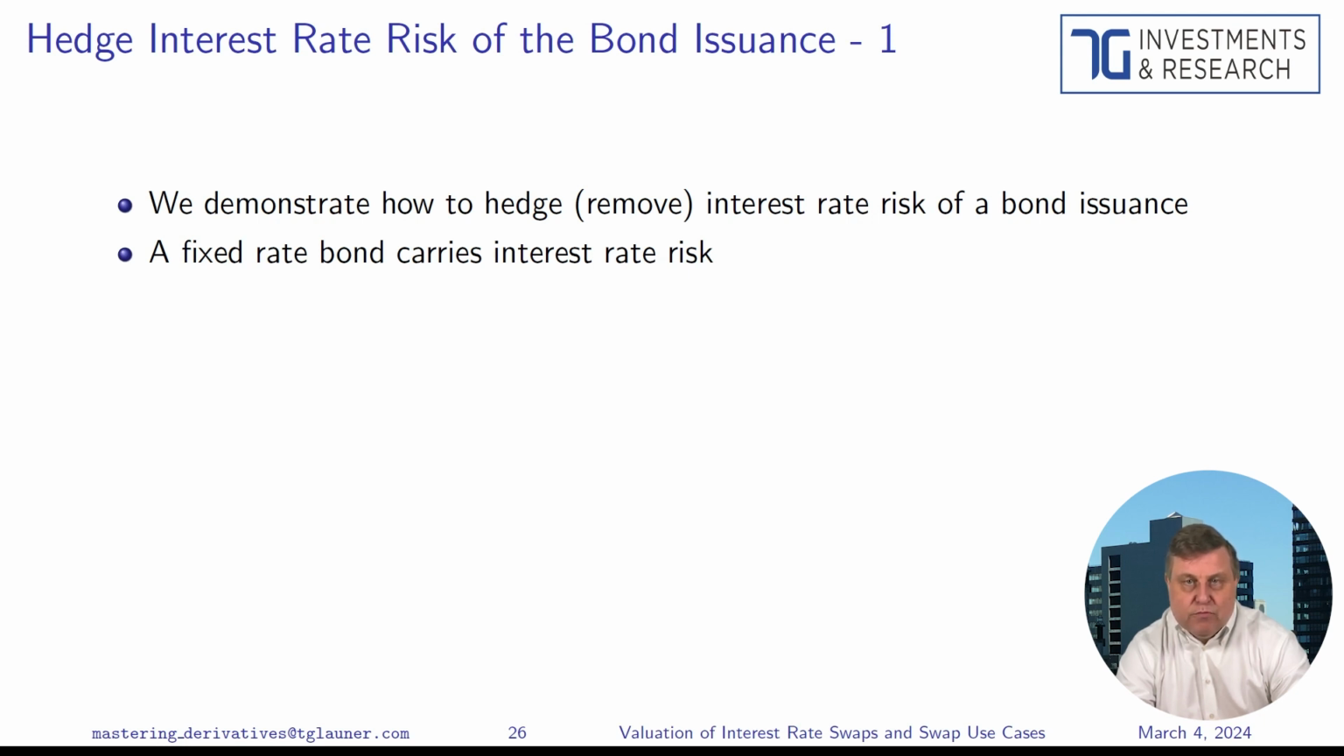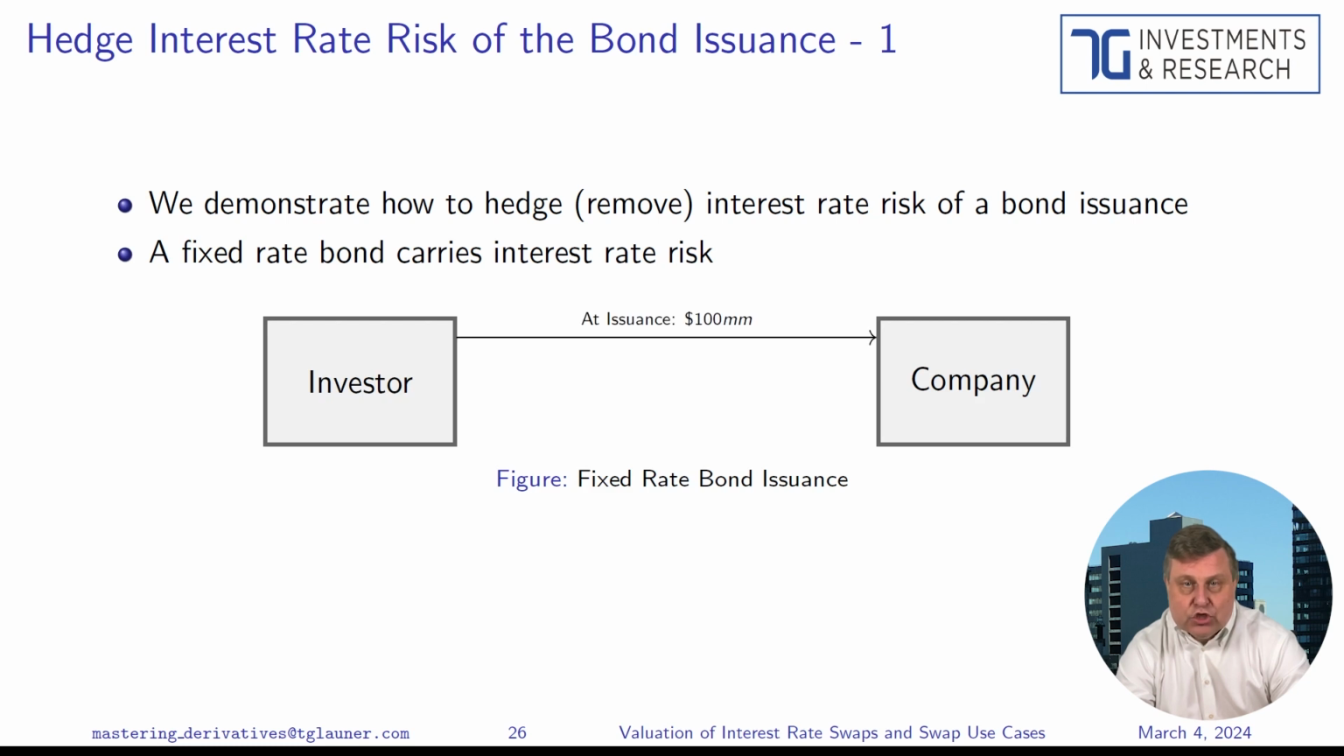A fixed rate bond inherently carries this type of risk, which you may be familiar with from mortgages or fluctuations in treasury bond values. For example, when a company issues a bond, investors provide capital. In this case, let's consider a 100 million bond issuance. The investor supplies the company with $100 million.